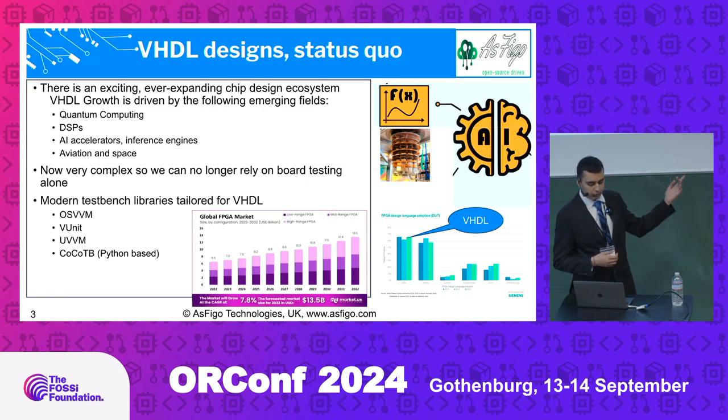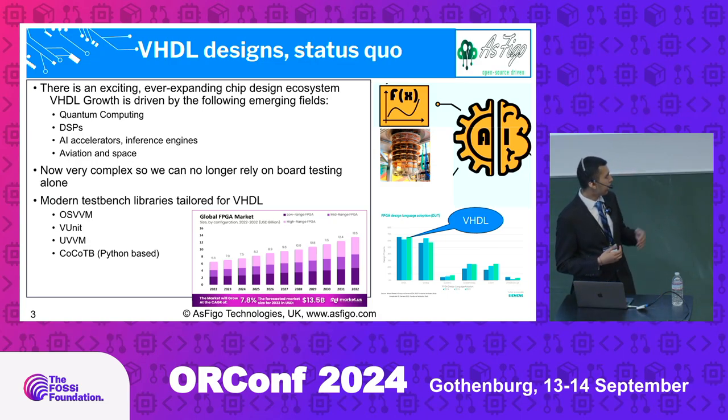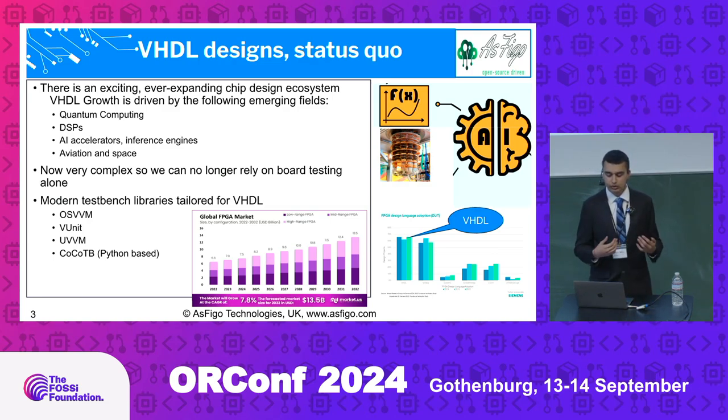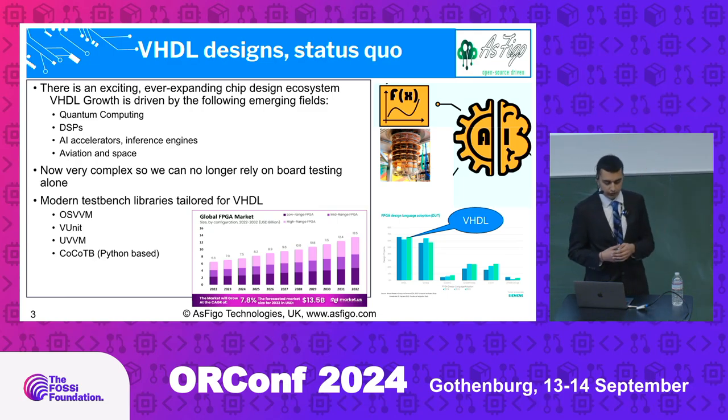In this second bar graph, it shows research that was conducted by Siemens and Wilson Research, and it shows us that VHDL is really popular, and over 60% of FPGA designs actually use VHDL. VHDL growth is driven by these emerging fields: quantum computing, DSPs, AI accelerators, inference engines, and aviation and space.